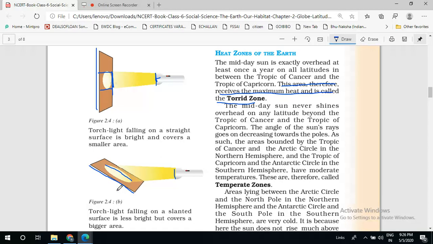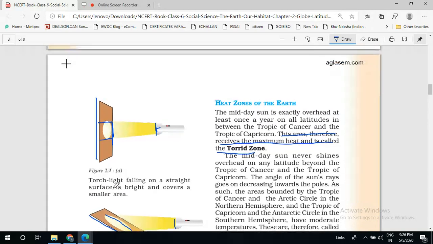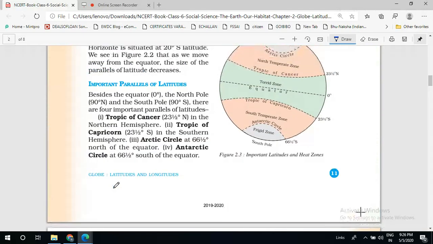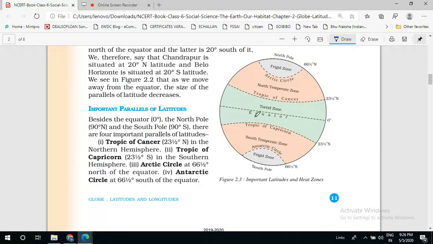Now, this is temperate zone. Why is it temperate zone? Because temperate zone is that area where the angle of the sun's rays goes on decreasing. When we move from equator towards poles, what happens? You can see in this picture. Now, this is the area where the sunlight is falling straight.